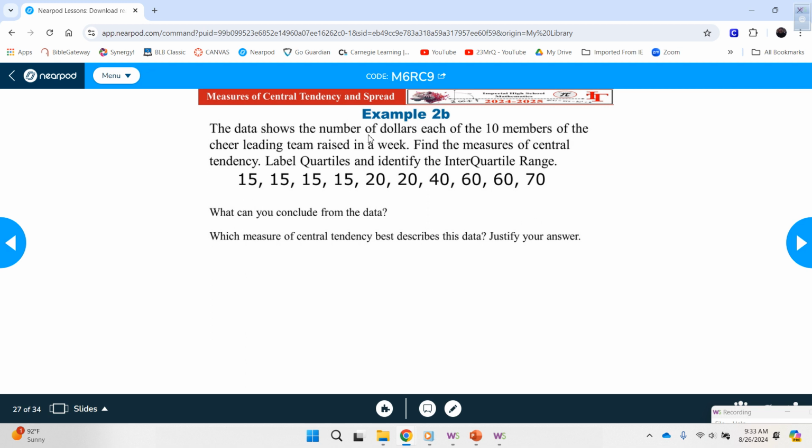The data shows the number of dollars each of the 10 members of the cheerleading team raised in a week. Find the measures of central tendency, label the quartiles, and here I'm introducing something new. It's called identify the interquartile range. We'll talk about that in a little bit. And then once again, the question: what can you conclude from the data? Which measure of central tendency best describes the data? So therefore, you have the calculators, calculate, and write a statement right underneath that and send it to the screen.